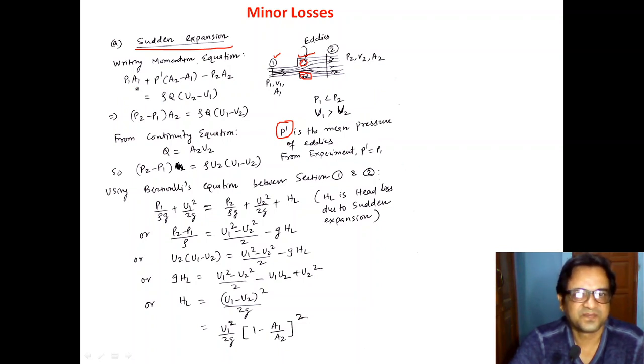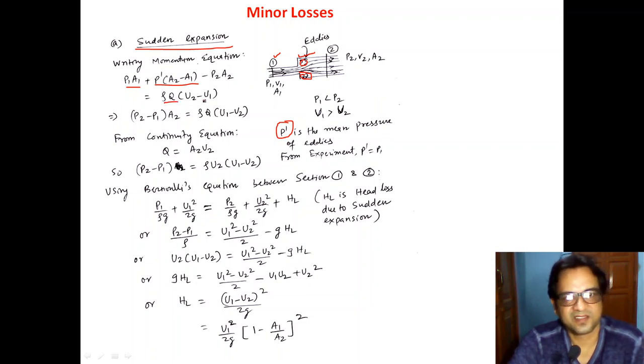If we use this in the momentum equation, what are the forces along the direction of the flow? It is P1 into A1 plus P dash into (A2 minus A1), this portion being the difference of the area, A2 minus A1. That's why A2 minus A1 is used. Then minus P2 A2, since at section 2 the pressure acts towards the left, so it is minus. This is equal to the rate of change of momentum. The mass flow rate rho Q into the change of velocity is the rate of change of momentum. So (P2 minus P1) into A2 equals rho into Q into (U1 minus U2). This is one equation we got from the momentum equation.